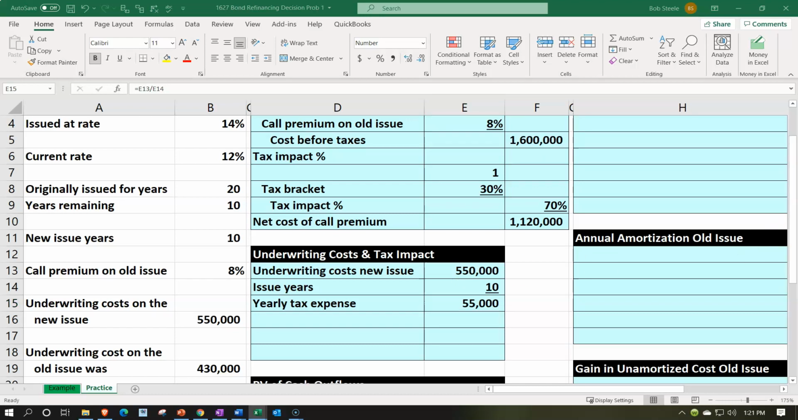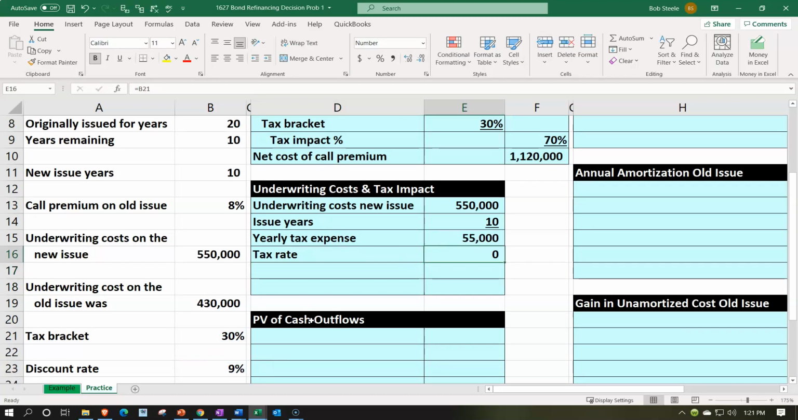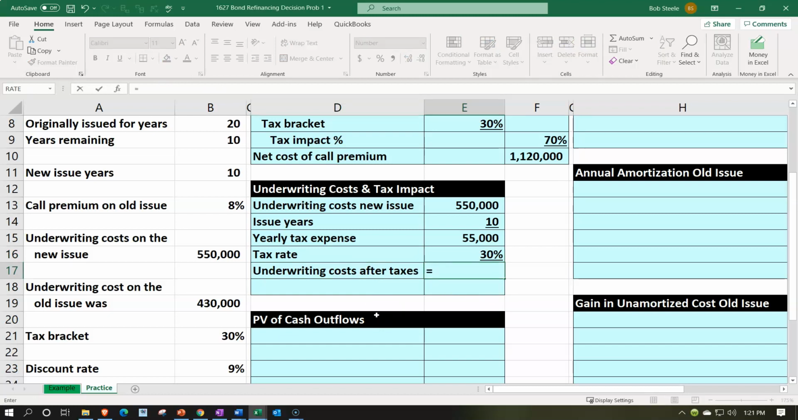And then we're going to take the tax rate, which is 30%. And let's make that a percent by going to the numbers group, percentifying it, font group, and then underline it. And that's going to give us our underwriting costs after taxes, which is going to be, let's call that our underwriting yearly tax benefit. And that's going to be the 55 times the 30%. So we're going to get a tax benefit, we think, of the 16.5 for the 10 years.